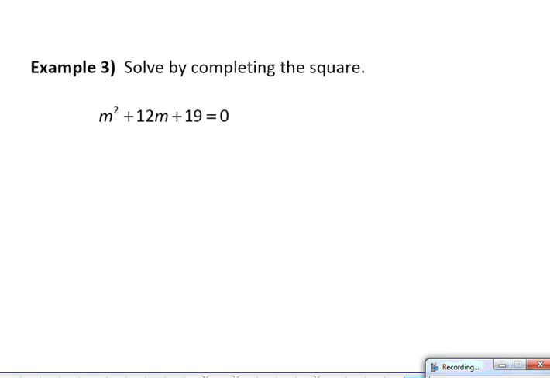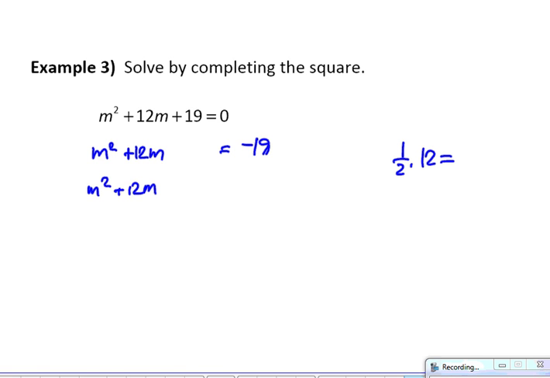All right, so first thing I'm going to do is move the 19 over. So I'll have m squared plus 12m is equal to negative 19. Then I'm going to complete the square on the left side. So I have m squared plus 12m. I'm going to take half of 12, which is 6, and square it and get 36. So I am going to add 36 to both sides of the equation.